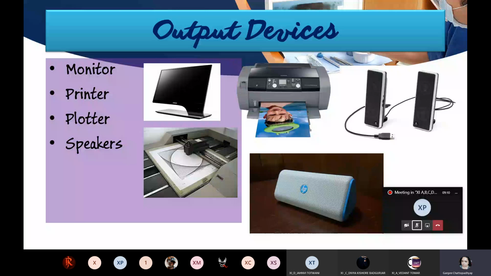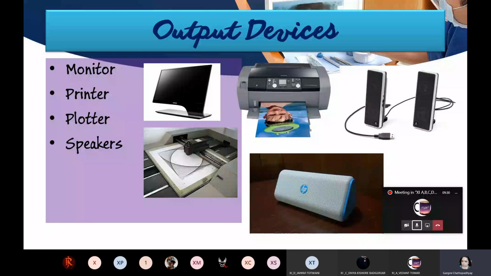Yes, so these are certain devices which give output, that which give some results. So you can see in the images also, monitor, printer, plotter, speakers, these all are examples of output devices. So now it should not be a problem for you all to understand the difference between input and output.